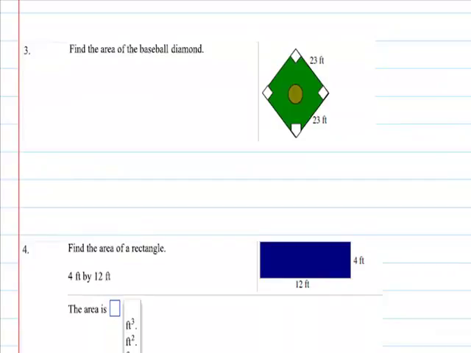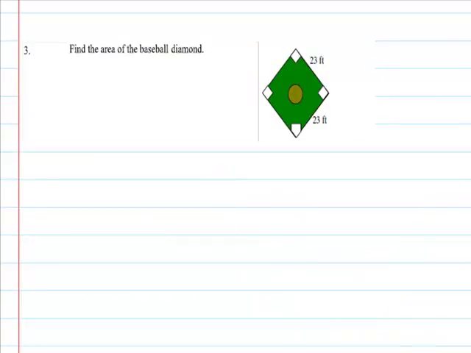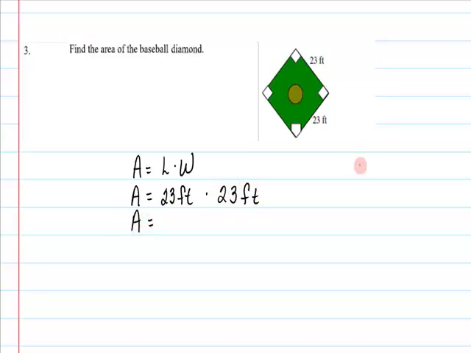All right, the next one. Looks like we're back to a baseball diamond again. So it is a square, but that doesn't matter because a square is a type of rectangle. So it is the length times the width. You can say base times height. It is 23 feet times 23 feet. Area is, okay, it is 23 times 23.